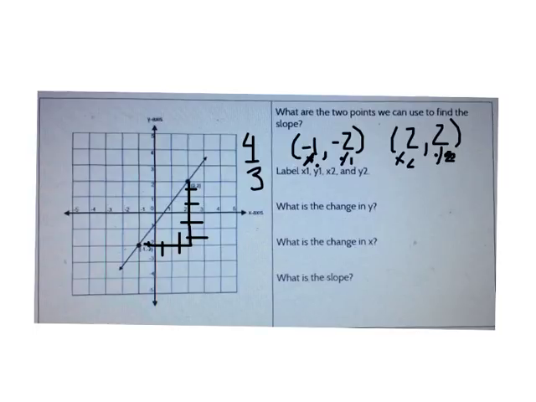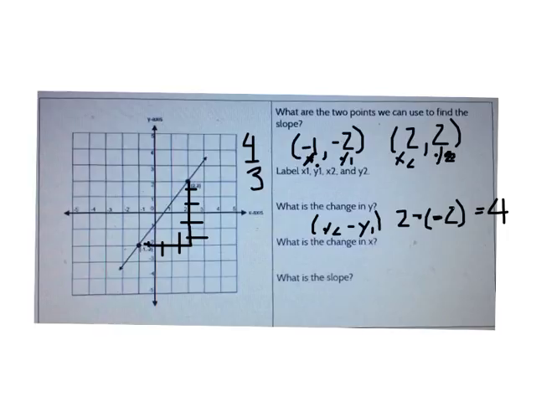To find the change in y, I can subtract my second y-coordinate, 2, minus the first, -2. y2 minus y1, 2 minus -2. What's 2 minus -2? It's 4. So the change in y is 4.